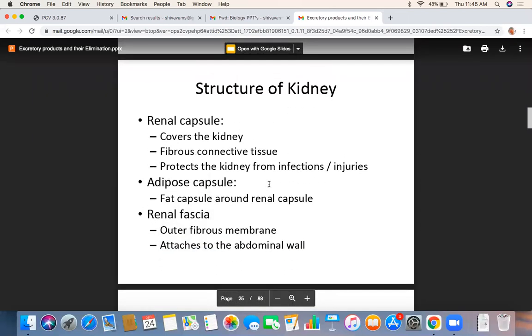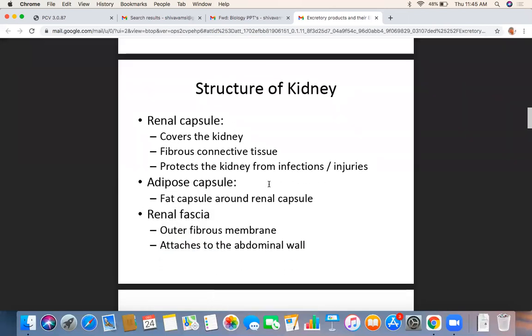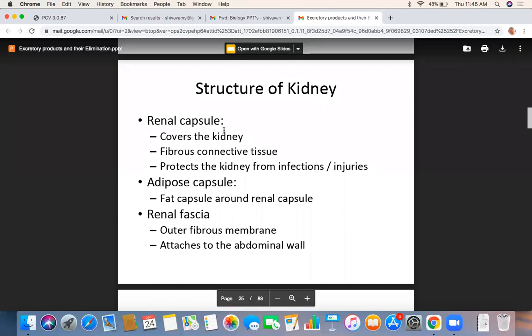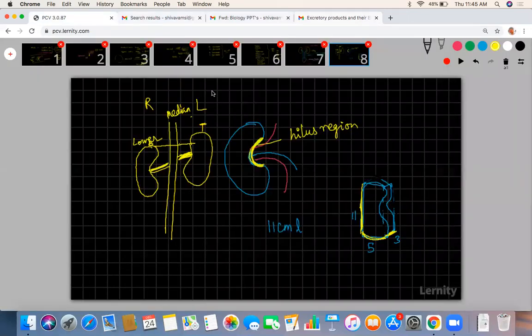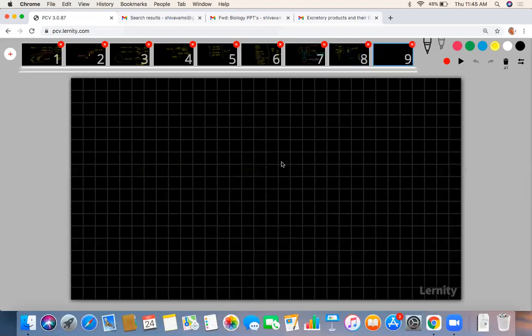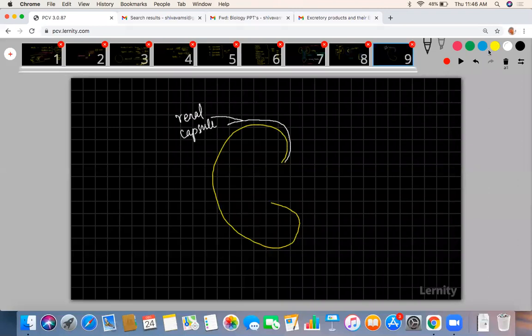So now we'll try to study about the structure of the kidney. Renal capsule, adipose capsule, renal fascia. Three layers are there. So if you're going to talk about the kidney, the immediate covering is your renal capsule. After that comes your adipose capsule.